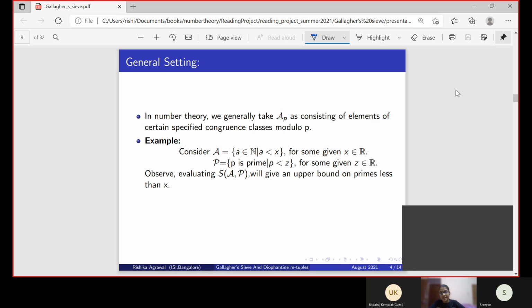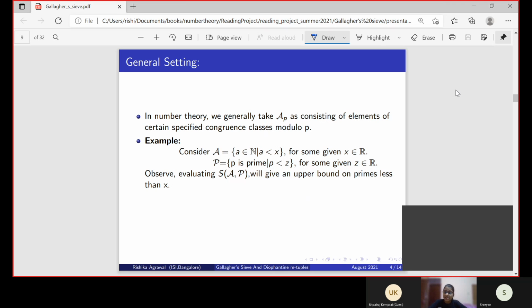So consider A, the set of all natural numbers less than x, and P, the set of all primes less than z. Generally, z is taken as some function of x, like log x, x to the power 1/2, or delta times some function of x. Whatever we need depends on the way we need the bound. If we evaluate S(A, P), the size of the sifted set, we'll get an upper bound on primes less than x. The upper bound, because we can take z to be less than x, we can take z to be 4, 3, or maybe just 2. So that will just give an upper bound on primes.